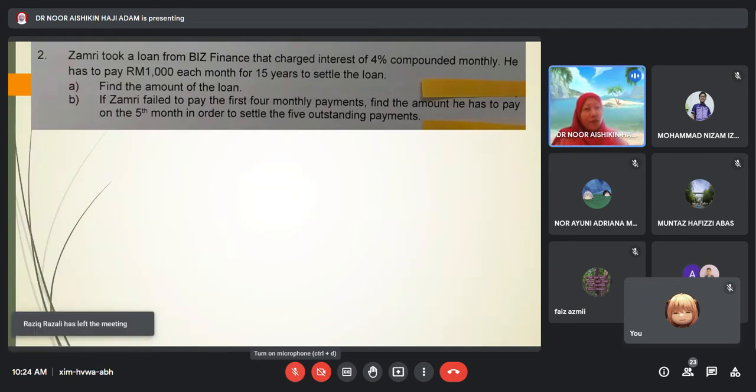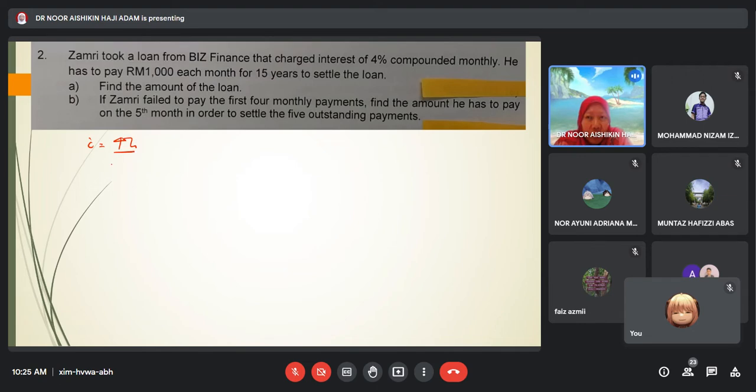Zamri took a loan from Day's Finance that charge interest at 4% compounded monthly. So ni pun cerita pasal loan. He has to pay RM1,000 each month. Okay, tuliskan dulu all the information given to us. What do we know? We know I. What is I? 4% over 12. I. What else do we know? We know R. Sebab dia bayar RM1,000 each month. So R equals to 1,000.